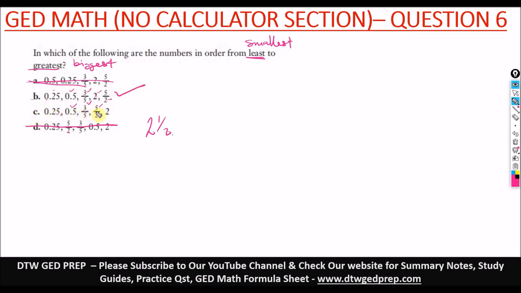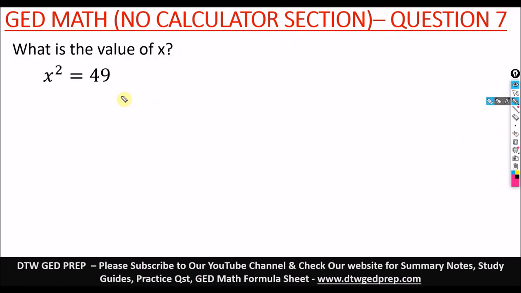You can see option B says it brought 5 over 2 first before 2. But no, 2 is smaller than 5 over 2. So it should be here. Why should 5 over 2 be here? So our right option here is option B. So this is how you eliminate answers. You know, there are some math questions where it's easy for you to eliminate answers. And also there are some math questions where it's easy for you to walk backwards. All right. And I'll be showing you all those as we go on. So our right option here is B.